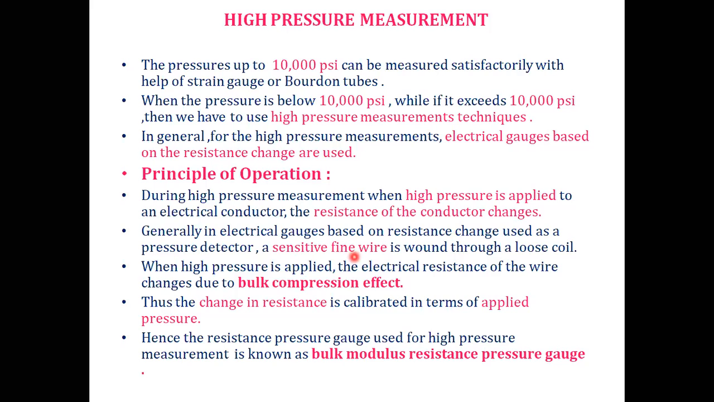When high pressure is applied, the electrical resistance of the wire changes. Whenever we apply high pressure to that instrument, this change in the resistance takes place. The electrical resistance of the wire changes due to the bulk compression effect.